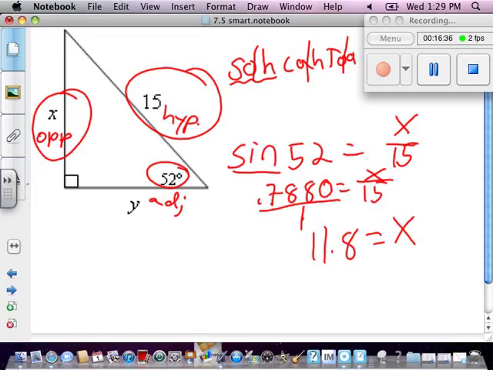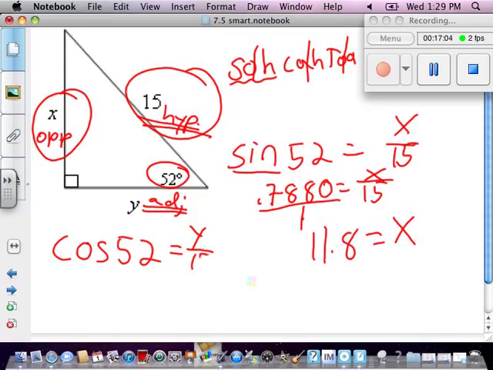Okay. And then we're going to find y. And how do I find y? It's cosine. Why do I know it's cosine? I have the hypotenuse, and I'm looking for the adjacent. So I know that's cosine. And I'm going to have adjacent, which is y, over hypotenuse, which is 15.